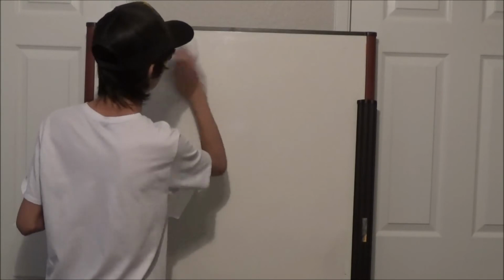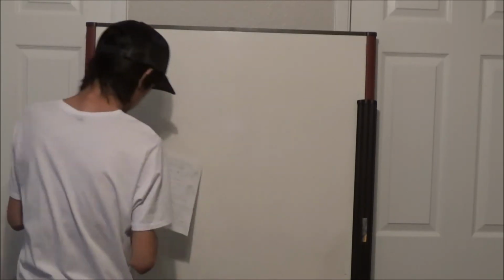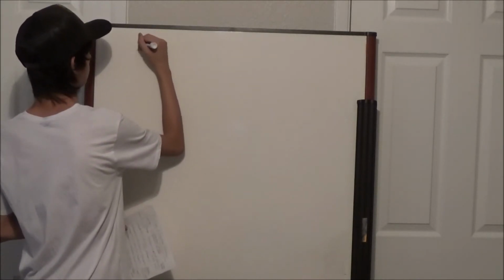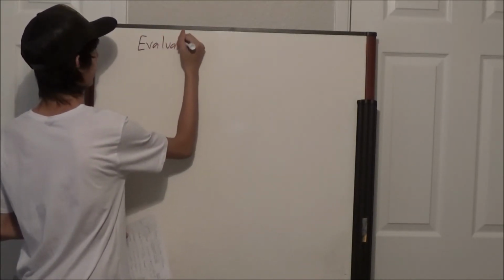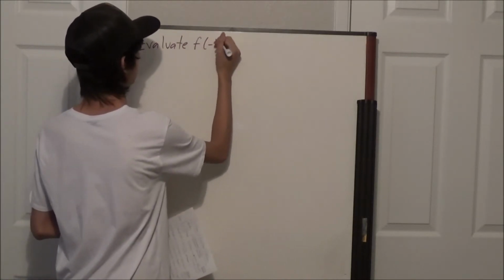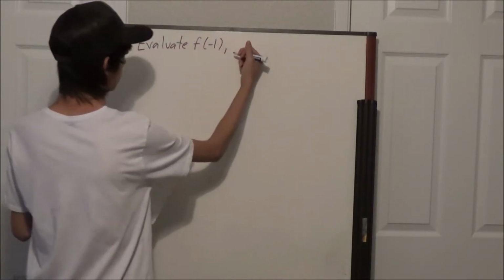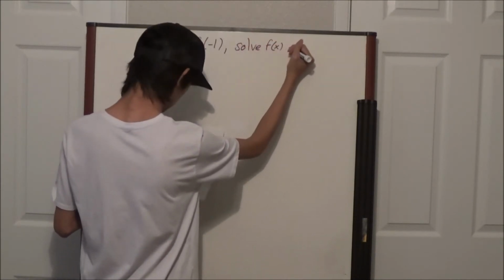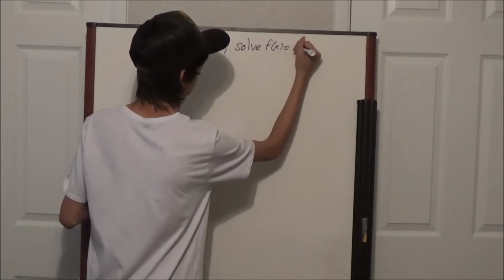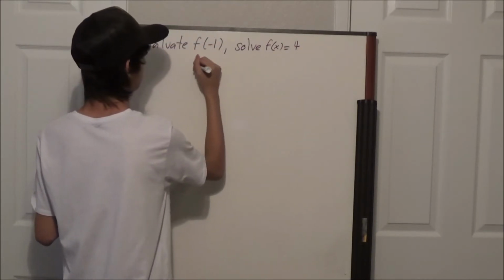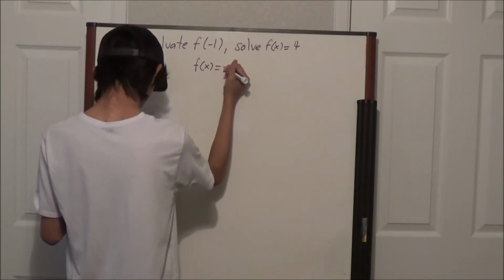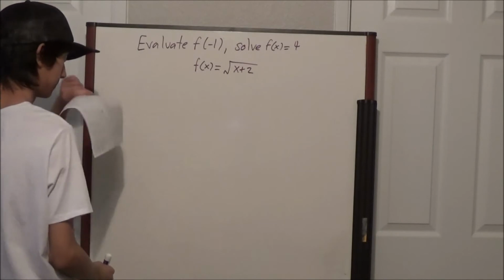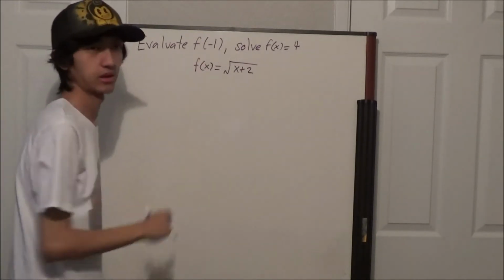Let's do another problem. We're going to evaluate f of negative 1, and we want to solve f of x equal to 4. And the function that we're going to use for this problem is the square root of x plus 2. Alrighty. So let's start with evaluating negative 1 first.